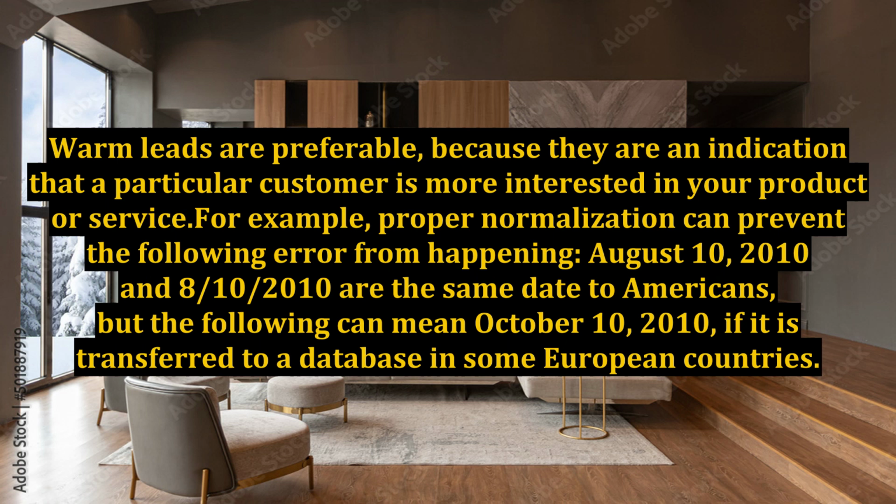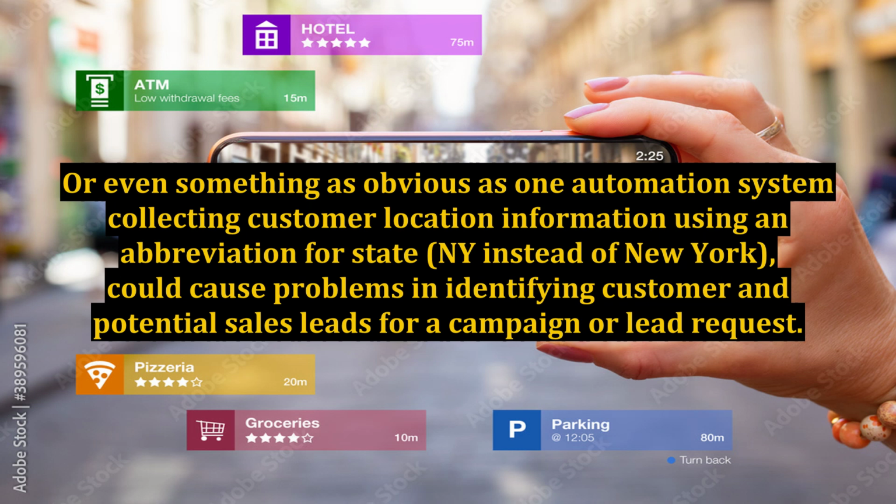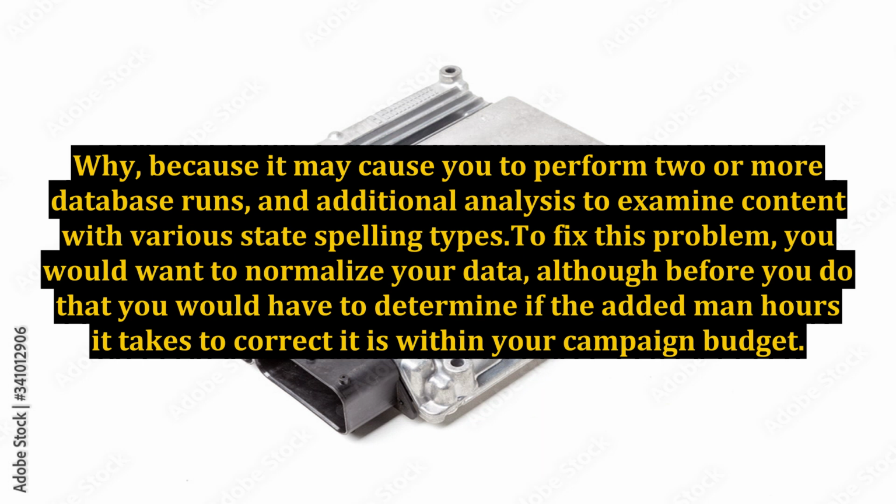August 10, 2010 and August 10, 2010 are the same date to Americans, but the following can mean October 10, 2010, if it is transferred to a database in some European countries. Or even something as obvious as one automation system collecting customer location information using an abbreviation for state, NY instead of New York, could cause problems in identifying customer and potential sales leads for a campaign or lead request. Why? Because it may cause you to perform 2 or more database runs and additional analysis to examine content with various state spelling types. To fix this problem, you would want to normalize your data.